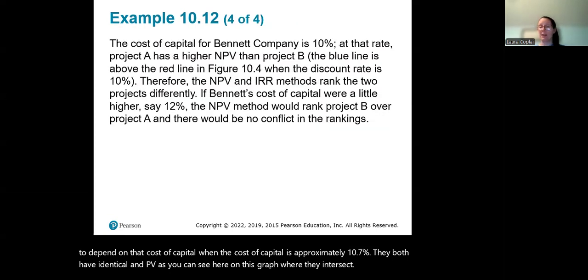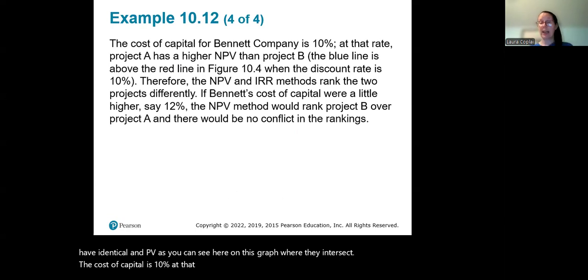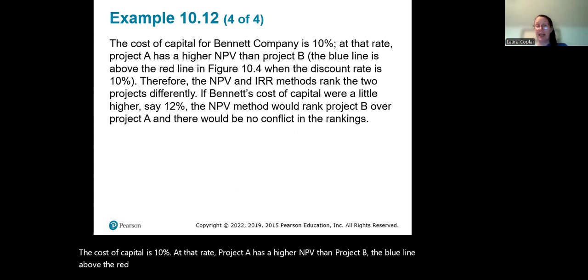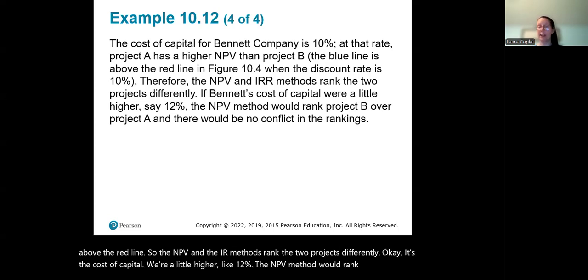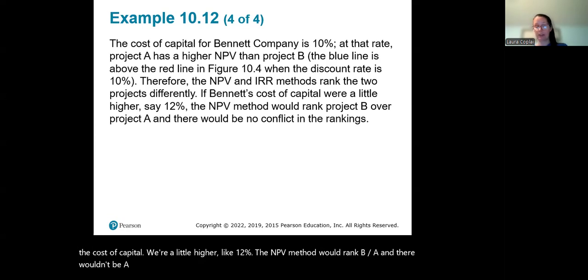Suppose the cost of capital is 10%. At that rate, project A has a higher NPV than project B, the blue line above the red line. So the NPV and the IRR methods rank the two projects differently, okay? If the cost of capital were a little higher, like 12%, the NPV method would rank B over A, and there wouldn't be a conflict in those rankings.